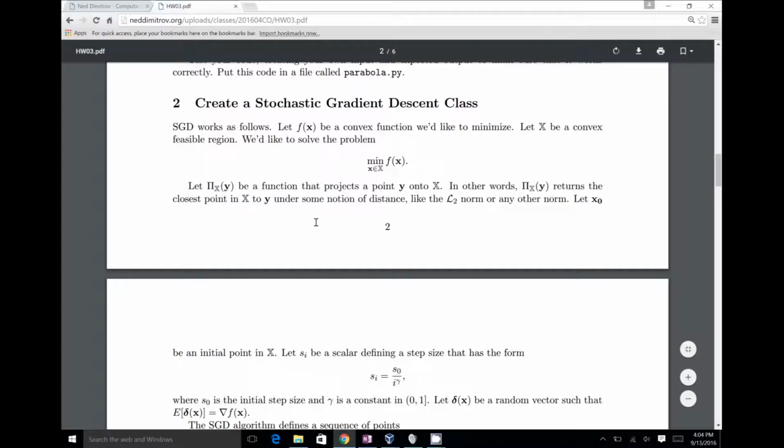What you want to do is minimize some convex function f of x over some constraints. The way that I've written those constraints is just x in capital X. But those constraints could be linear constraints or some other complicated thing.